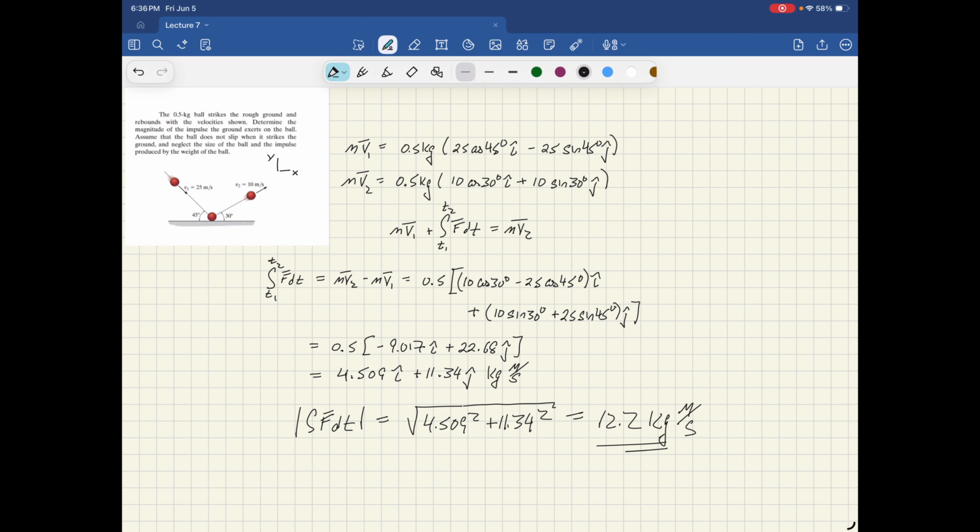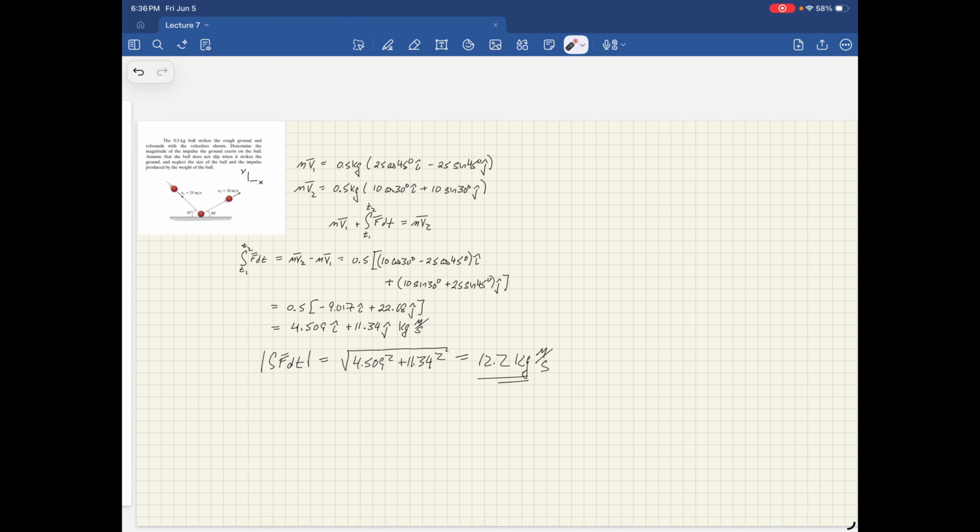A lot of times in problems like this, we don't actually have to evaluate the integral. We're just looking at the change in the momentum of the problem itself. Okay, next problem.